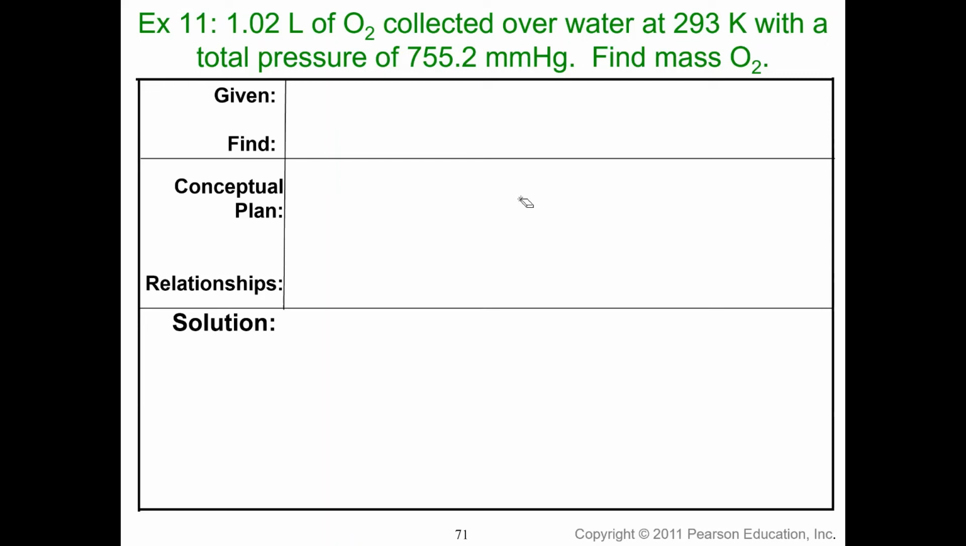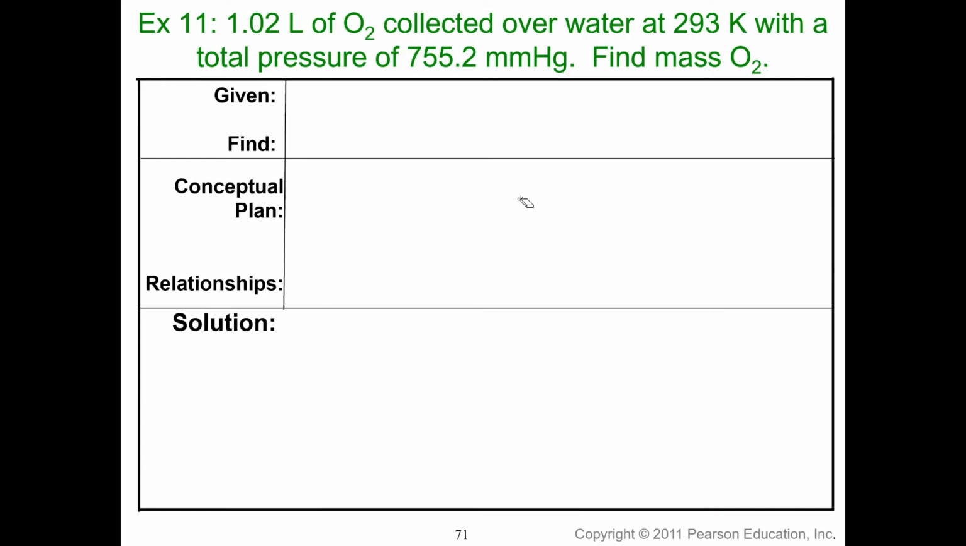What do we have here? We have the total pressure, right? We have the total pressure. And what else do we have? We have temperature, right? And we have the volume of oxygen. So there is something missing here. What is that? Since we are collecting over water, the total pressure should equal the pressure of oxygen in this case, plus what?